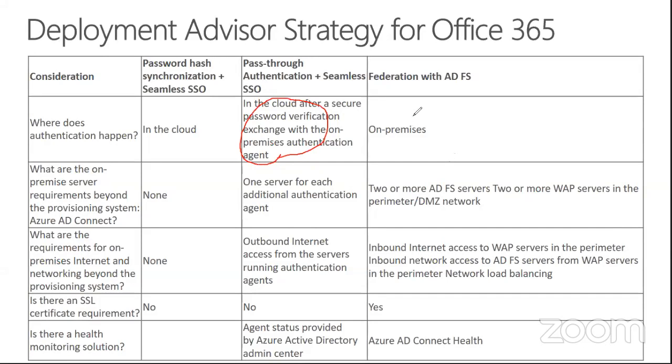Then we have federation with ADFS, which happens on-premise itself. So this is summarizing the comparison between different kinds of mechanisms, as to when a certain mechanism works. And this is just a brief comparison of the same, which we have already discussed and covered in the previous slides.